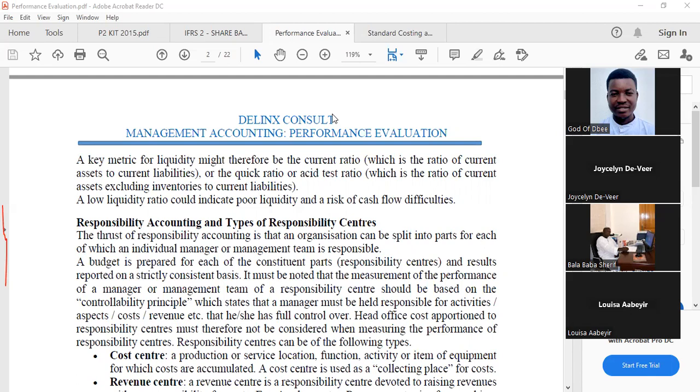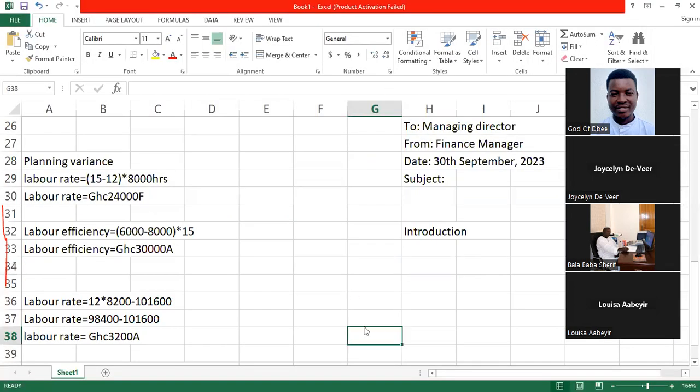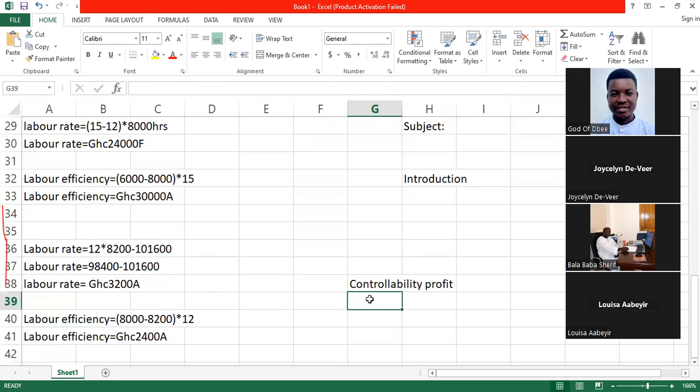So we only use those costs that are under the control of the division manager to measure his performance. The only things he is accountable for and responsible for are what we use to measure his performance. So we have controllability profit and traceable profits. Controllability profits are the profits arising from the division.